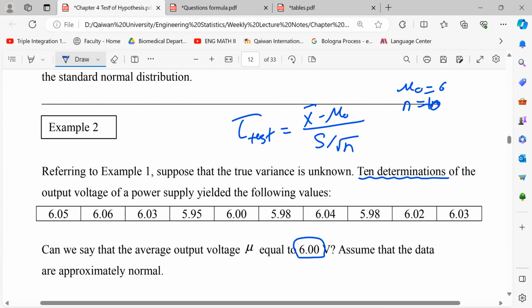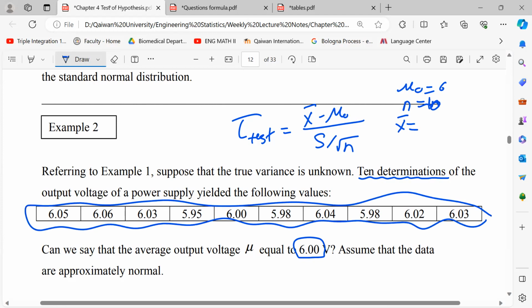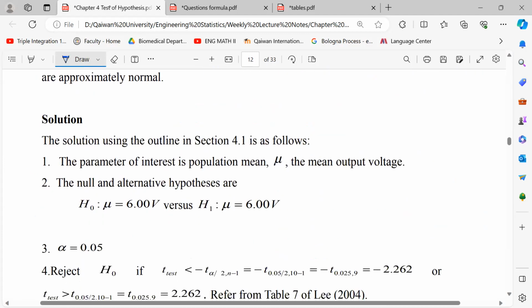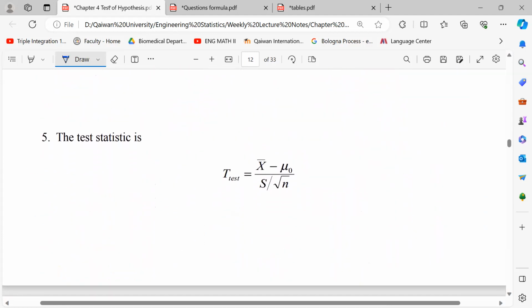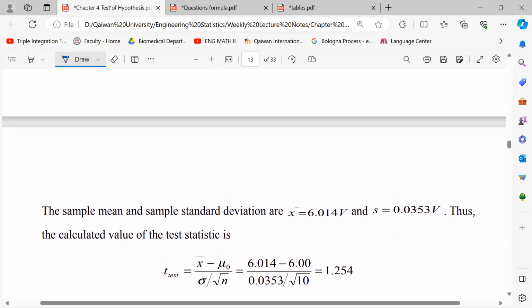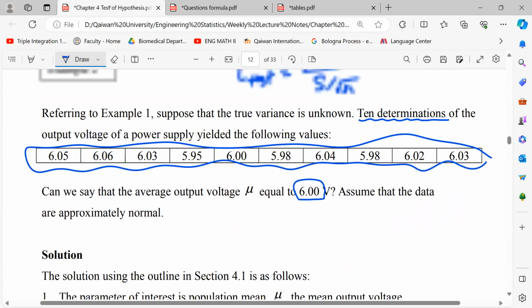Then, what are x bar and s? x bar is the sum of these data divided by 10. It is 6.05 plus 6.06 plus 6.03 up to 6.03, the last one. We sum these all and divide by the number of data, which is 10. I'm just going to write down the result here. x bar is 6.014.